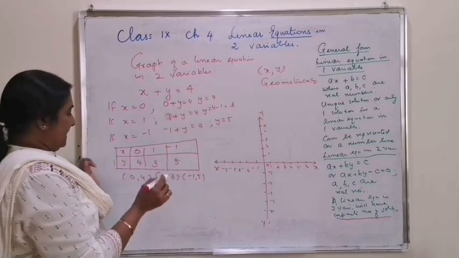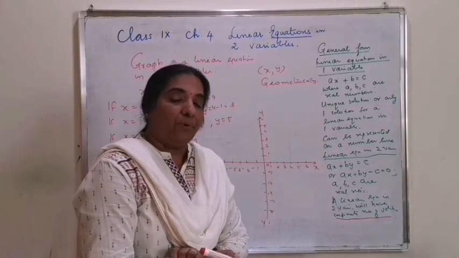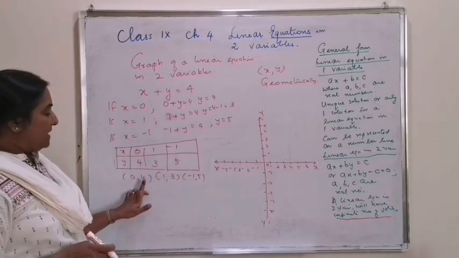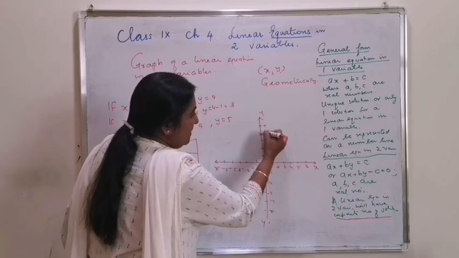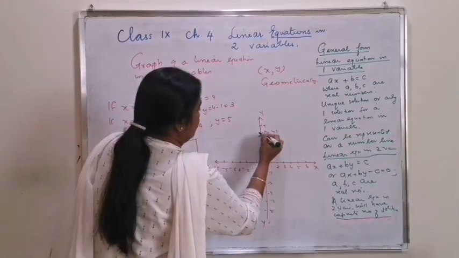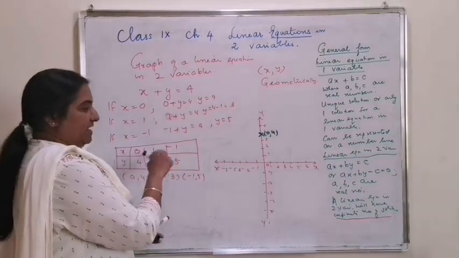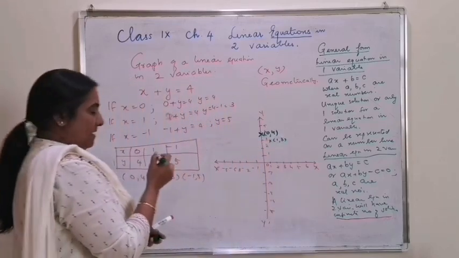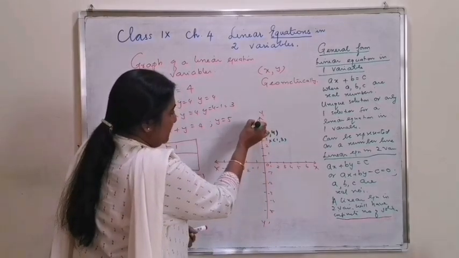The points can be plotted as (0, 4). (0, 4) represents a point on the y-axis because the x coordinate is 0 and the y coordinate is 4. So the point (0, 4) will be marked here. Next point (1, 3). And the next point is (minus 1, 5).